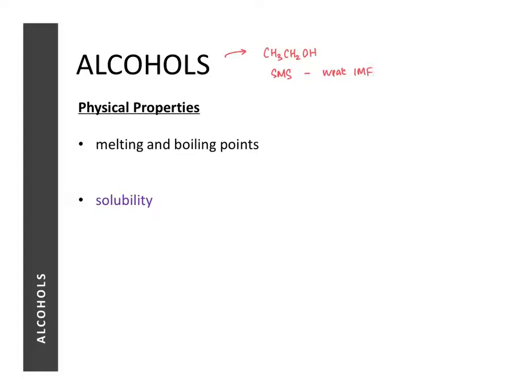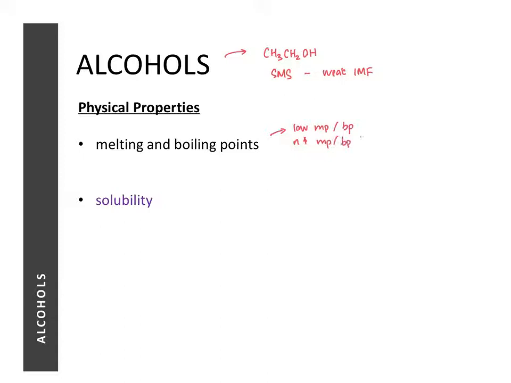That can lead us to conclude that most alcohols would have low melting point and boiling point. And as always, as the number of carbon atoms in the alcohol increases, the size increases, so melting point and boiling point will increase. So this is the same.